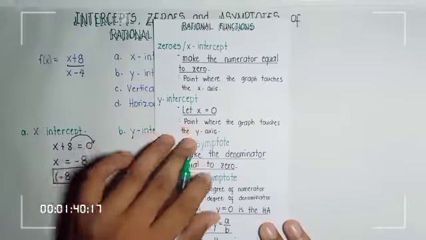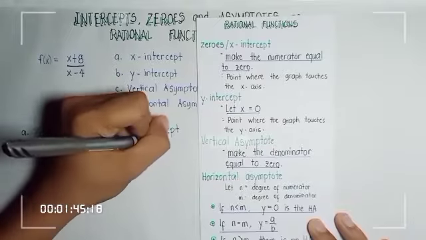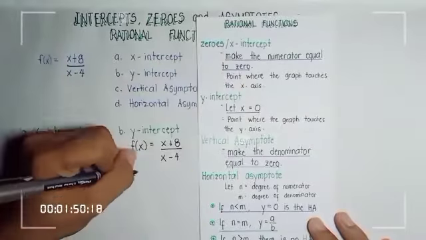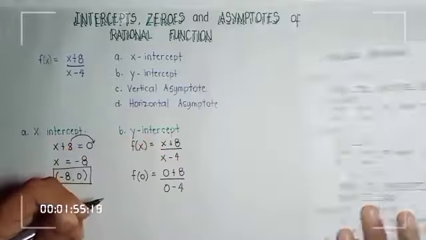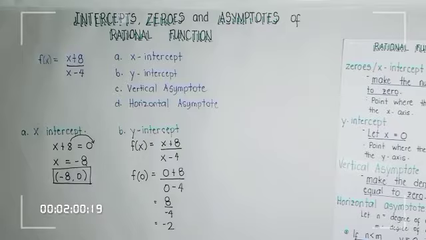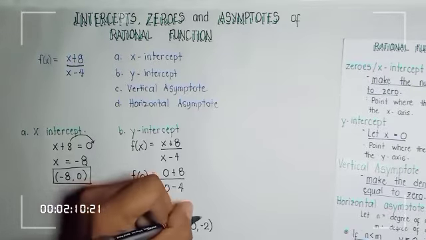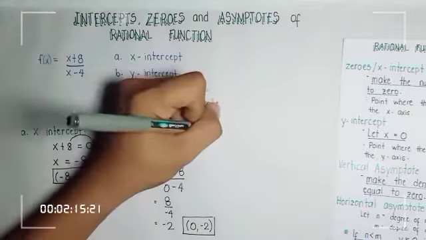For the y-intercept, just let x be equal to 0. Therefore, we're going to get f of 0. And then x will become 0. We have 0 plus 8 over 0 minus 4. What is left is 8 over negative 4, and that is equivalent to negative 2. Therefore, the y-intercept is 0 and negative 2. For the x-intercept, the x value comes first. For the y-intercept, 0 comes first.